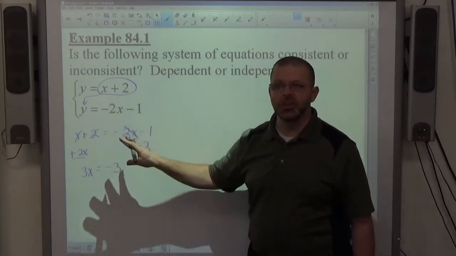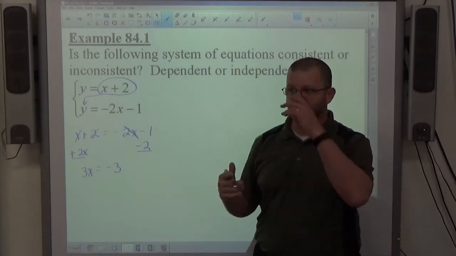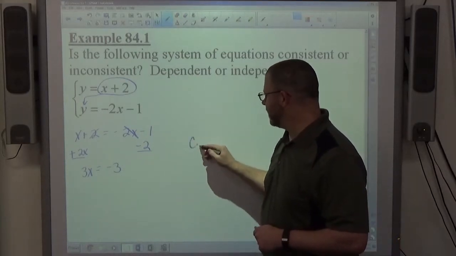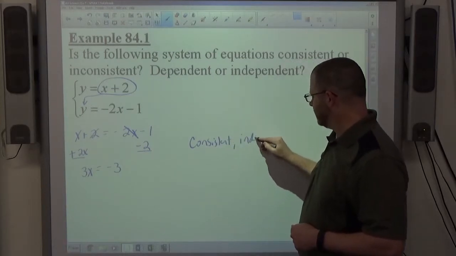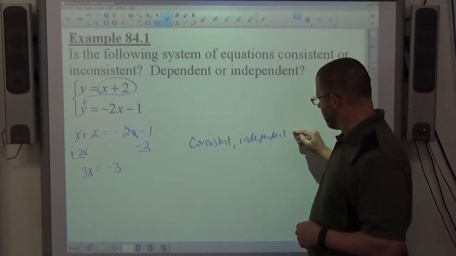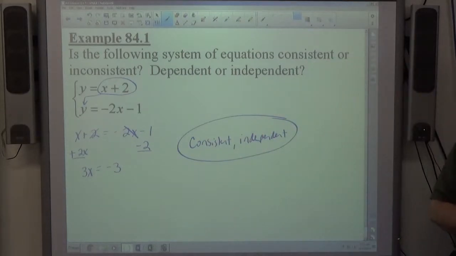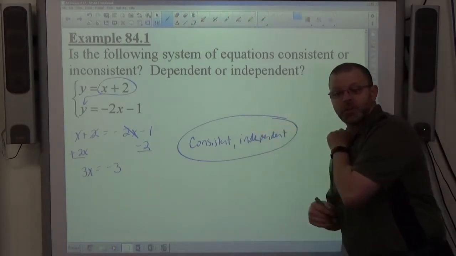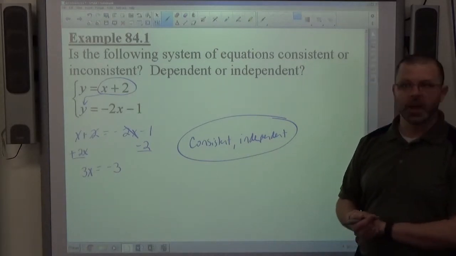Notice I did substitution as normal, and x didn't disappear, right? So this is just a normal system of equations. This is consistent, independent. So when we're doing all these, we want to find x, and I'm going to go ahead and find y also. On the consistent independent, I want to identify it as what it is, but now I want to go ahead and finish solving it, because again, with consistent independent, there's a solution. I want to find that solution.